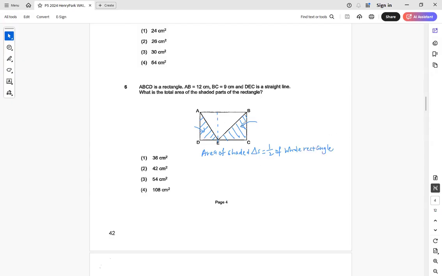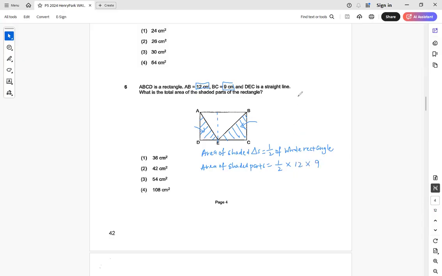So in order to find the shaded area, the area of my shaded parts, like I said, is half of the whole rectangle. So it's half times the area of the whole rectangle. It says that AB is 12 cm, and my breadth BC is 9 cm. So I just need to take half times 12 times 9.